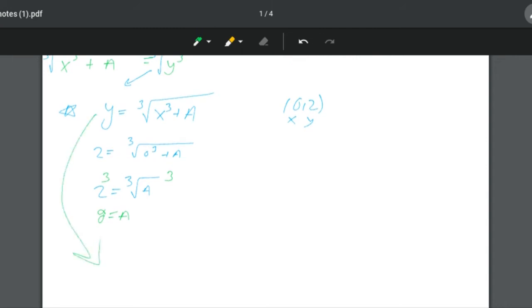So we basically had the answer. We just didn't know what a is. So we can copy it down. y equals the cube root of x cubed plus our a, which is 8. And that's our final answer.